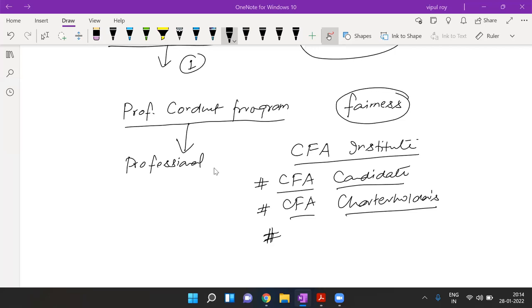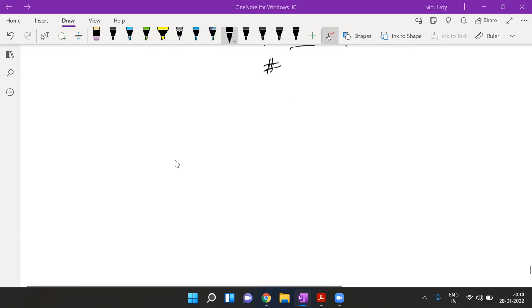Any query related to the conduct of any CFA Institute member will be conducted by the CFA Institute Professional Conduct Program. And there are certain people who are members of the Professional Conduct Program, right? Now, what sort of query comes? Let's say you are a member of CFA Institute, and you have made certain self-disclosures about something called the professional conduct statement.